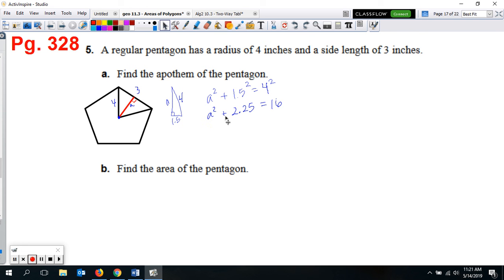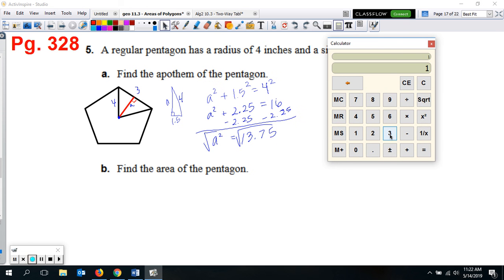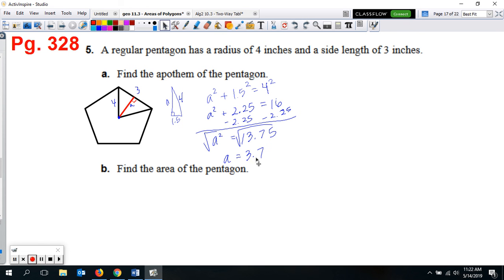And then we have to solve for this a squared. I'm going to subtract 2.25 from both sides. So 16 minus 2.25 gives a squared equals 13.75, and now we take the square root of both sides to get rid of the square on the a. So a is going to equal the square root of 13.75. We can do that on our calculator. The square root of 13.75 is approximately 3.7, or 3.71. So I'm just going to say 3.7 is our a. So our apothem is going to be 3.7.